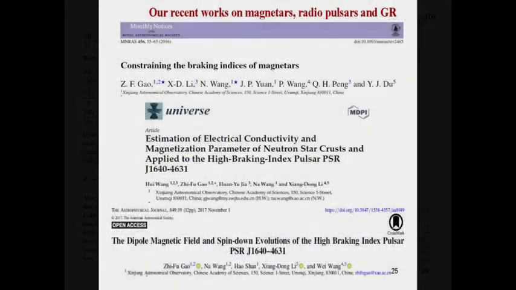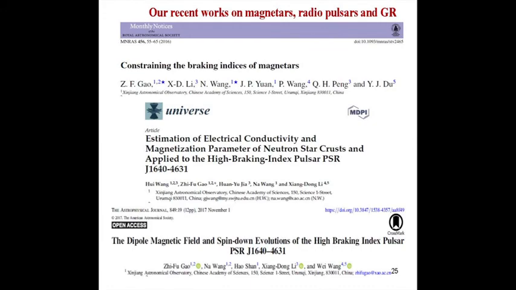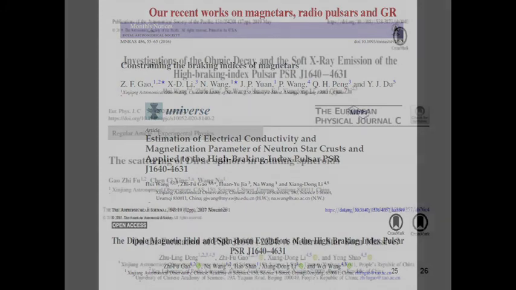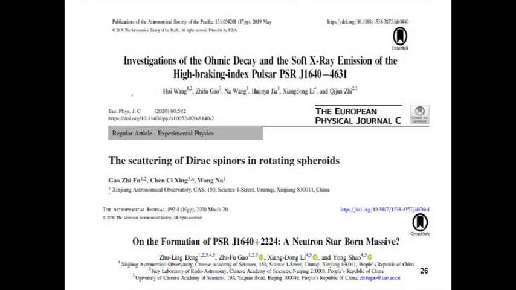In these two PowerPoints, we show our recent works on magnetars, radio pulsars, and GR. Interested colleagues can read them. Welcome to comment on our papers in your future works.